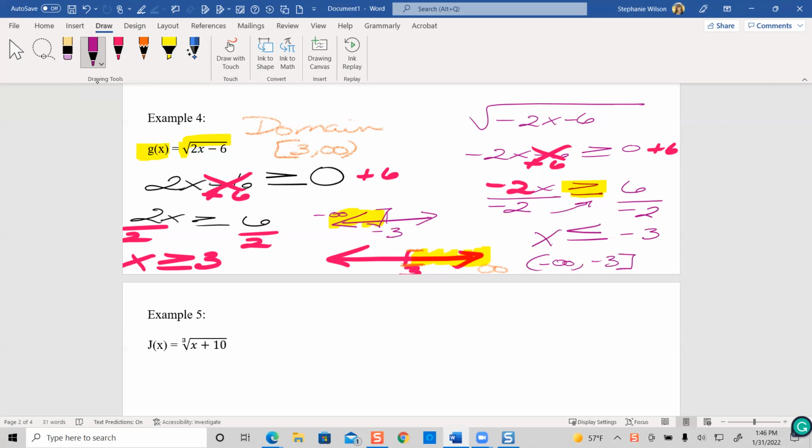So it is important to pay attention to the signs and what we're working with. So let's talk about our next one.